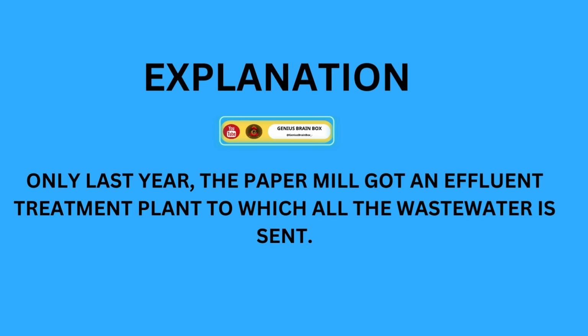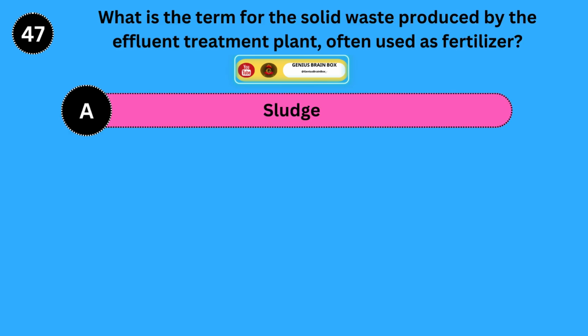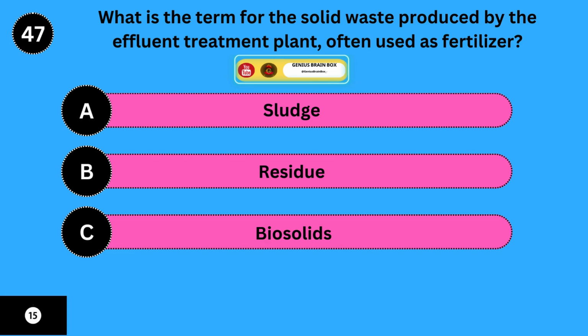Explanation. Only last year, the paper mill got an effluent treatment plant to which all the wastewater is sent. What is the term for the solid waste produced by the effluent treatment plant, often used as fertilizer? Option A, sludge. Option B, residue. Option C, biosolids.